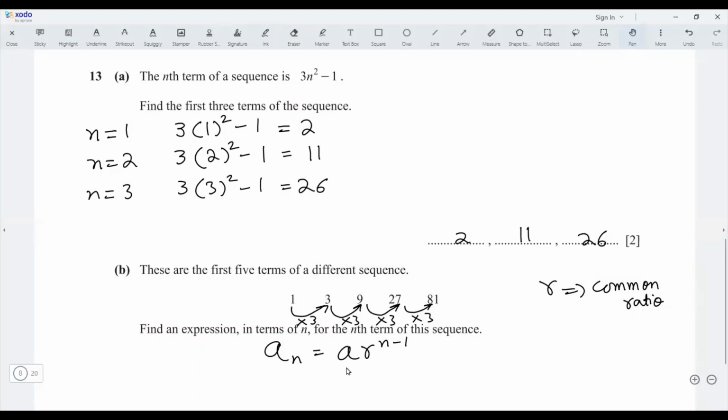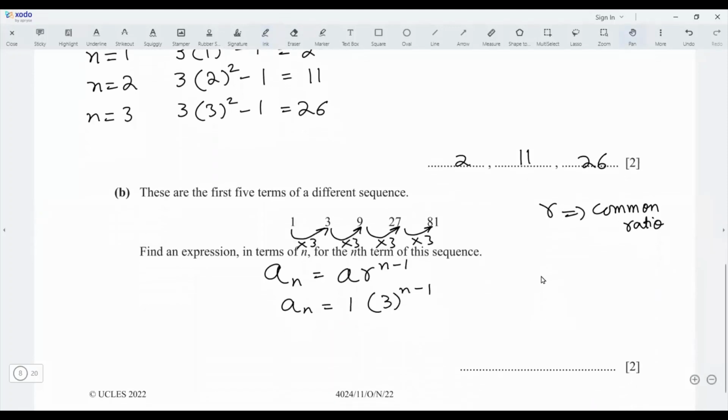So a is the very first term. First term is 1. So a_n equals 1 multiplied by 3 raised to the power of n minus 1. Any number multiplied by 1 gives us the same number, so no need to write down 1. So we can write 3 raised to the power of n minus 1. This is the nth term of the sequence. If you want to confirm your answer, you can put n equals 1, n equals 2, n equals 3. You will get all of these numbers.